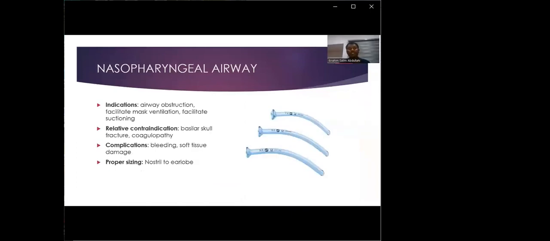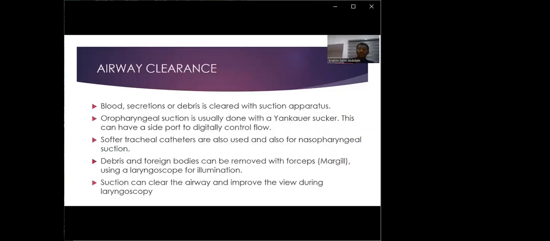Another adjunct that can be used with the face mask is the nasopharyngeal airway. The indications are just like the indications for the use of the oropharyngeal airway. However, this is better tolerated, even in the conscious patient. The relative contraindications are basal skull fracture or patients with coagulopathy, and the complications are bleeding and soft tissue damage. Again, the watchword here is proper sizing, and the sizing is from the nostril to the earlobe.